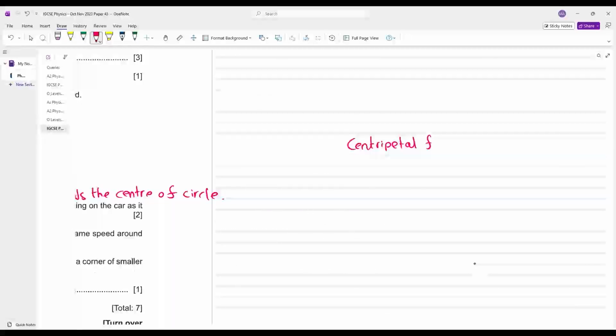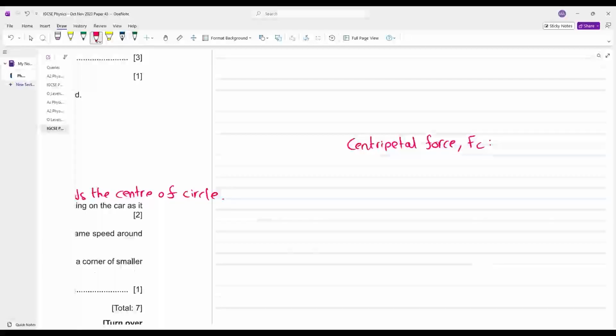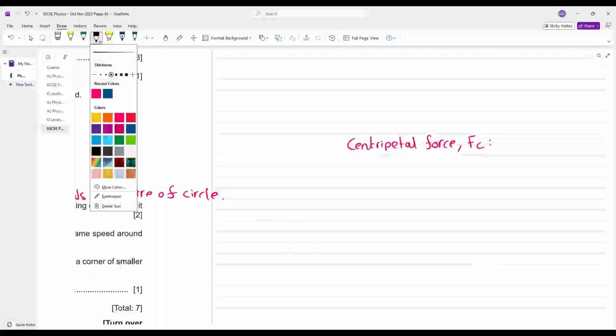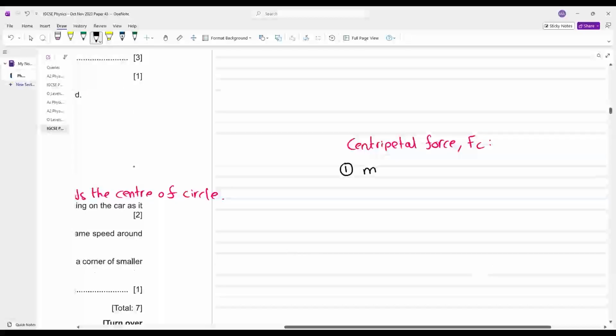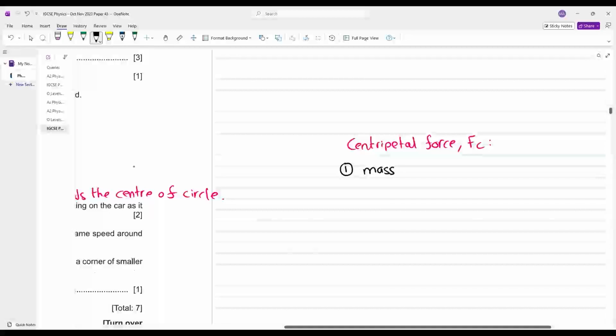Centripetal force is affected by three factors. The first being the mass of the object. If the mass increases, centripetal force increases. If your mass decreases, your centripetal force decreases.